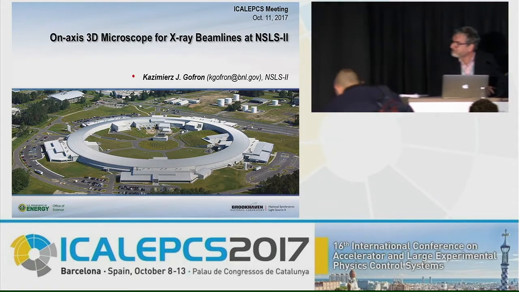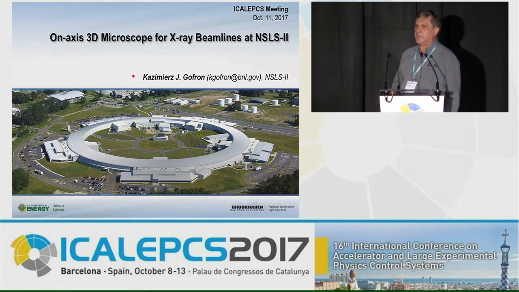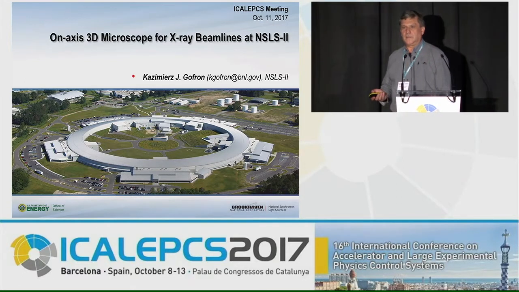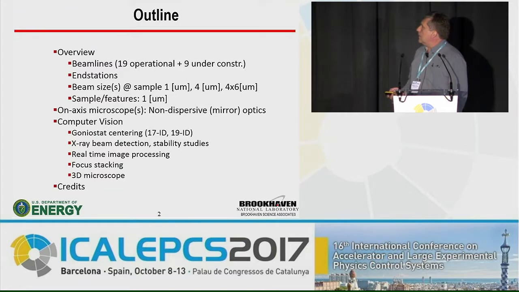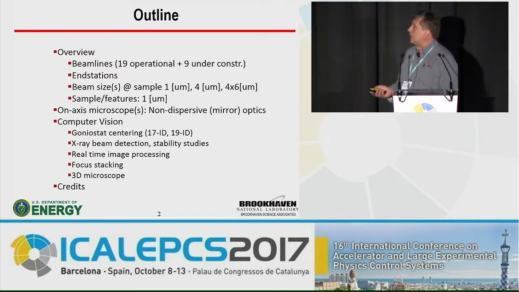Thank you for having me. On-axis microscope provides the same view of the target sample as the particle X-ray beam is seeing. The NSLS-II currently operates about 19 beamlines. There are 9 under construction. Endstations contain many microscopes that have a challenge of imaging both beams that are of the order of 1 micron, 4 micron, 4 by 6 microns, and sample or features of 1 micron or even smaller.